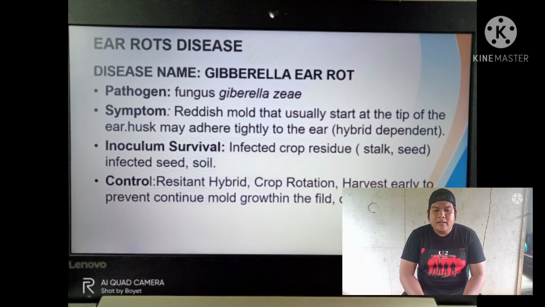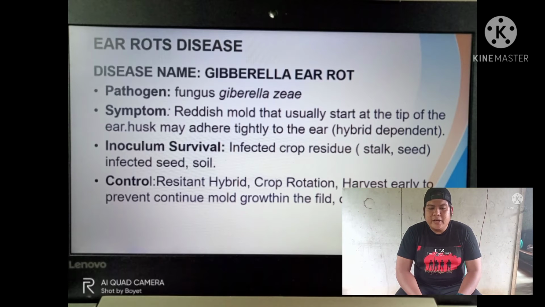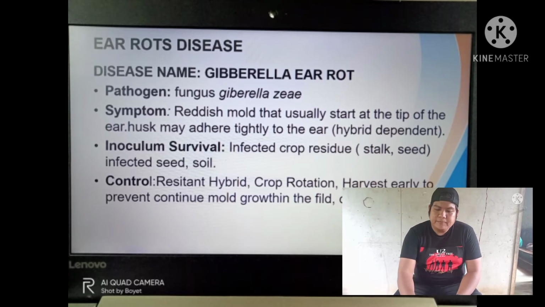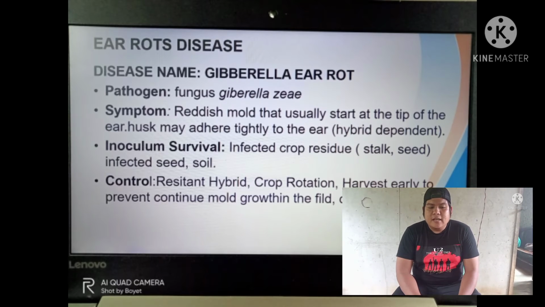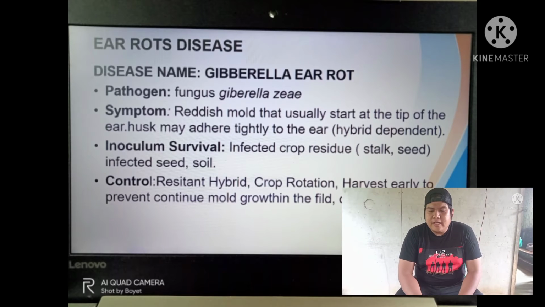Disease name: Gibberella ear rot. Pathogen: fungus Gibberella zeae. Symptoms: reddish molds that usually start at the tip of the ear. Husks may adhere tightly to the ear. Hybrid dependent. Inoculum survival: infected crop residue, stalks, infected seeds and soil. Control: resistant hybrids, crop rotation. Harvest early to prevent continued mold growth, and do clean plowing.